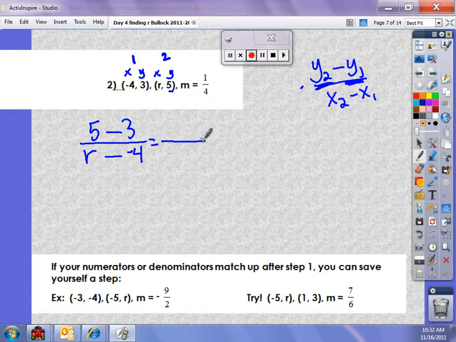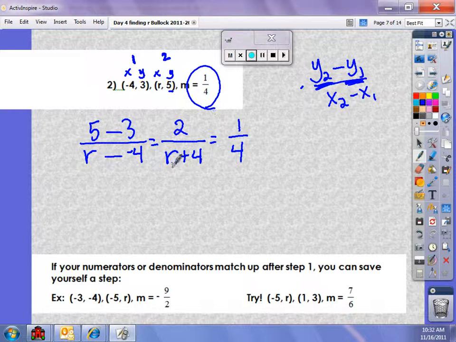Okay, let's see if we can clean this up a little bit. 5 minus 3 is 2. r minus -4 simplifies to r plus 4. And this is supposed to equal 1/4, right? That was the given slope. When I figure out what r is, it should simplify to 1/4. So from here, there are two different ways that you can try to figure this out.